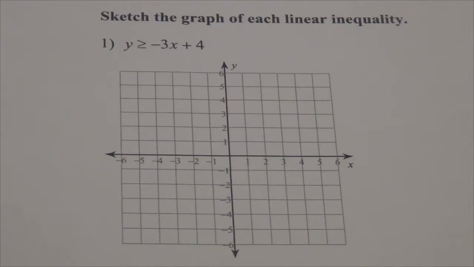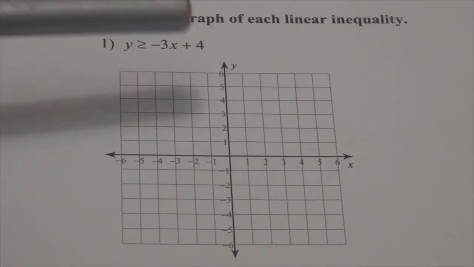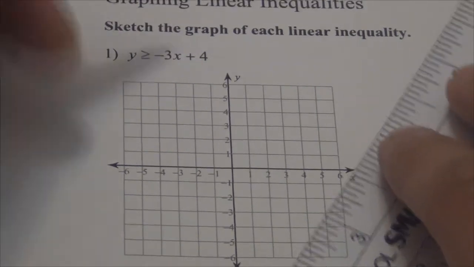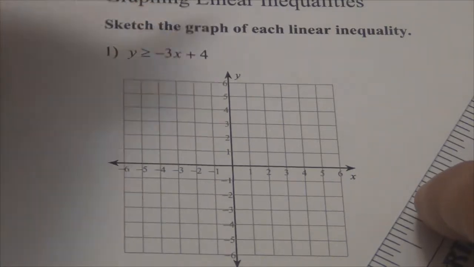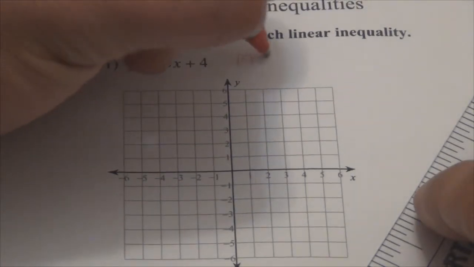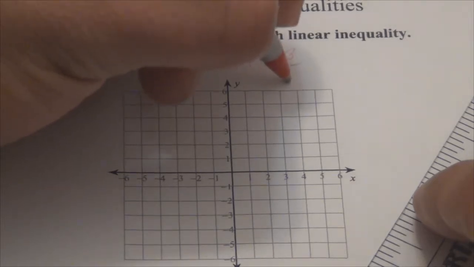First of all, we already spoke about the slope-intercept form. We already know how to identify the slope and the y-intercept of an equation when it's solved for y. Well, it's the same principle for the inequalities. So let's see, what is the slope of this inequality? The slope is negative 3 over 1. So we're going to write slope is negative 3 over 1.